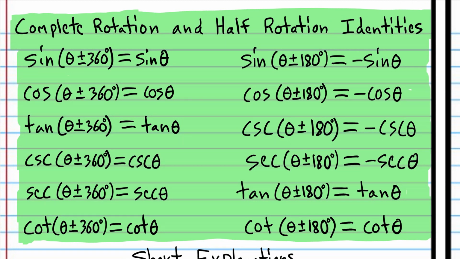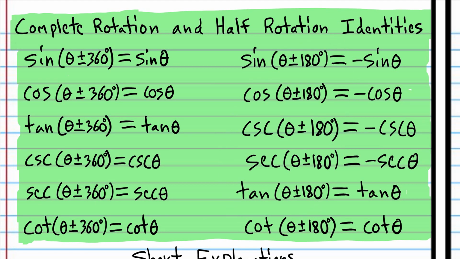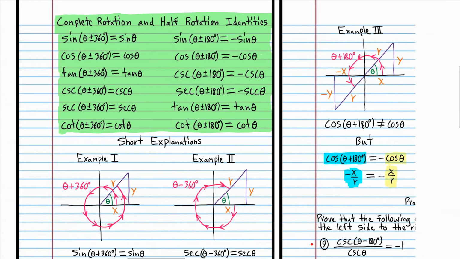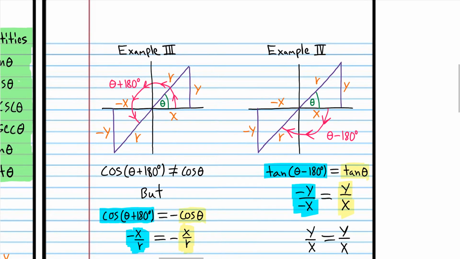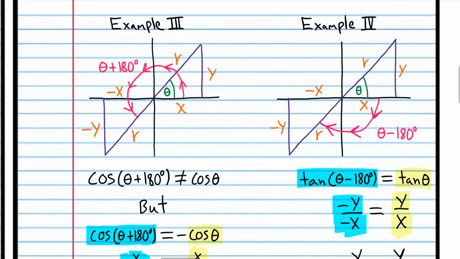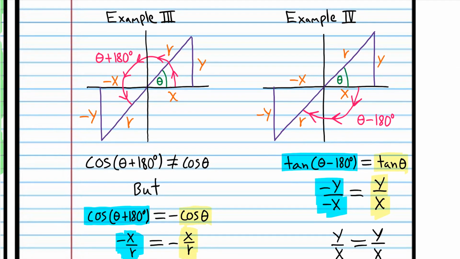Now notice at the right we're adding or subtracting 180. Now this is a little bit more involved, but it's still very easy to understand. We have analyzed this situation a bit when it comes to the tangent and cotangent functions, but now we're going to see what happens when it comes to all of the 6 functions.